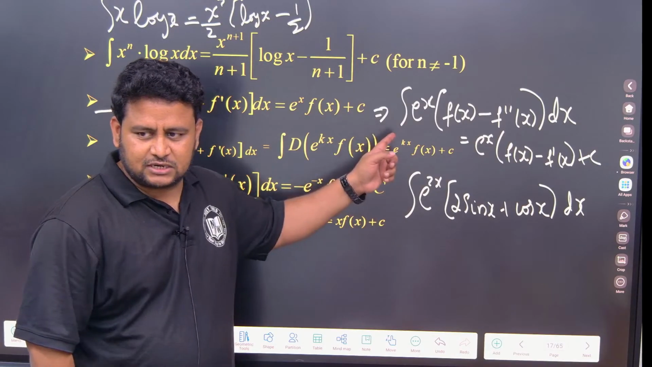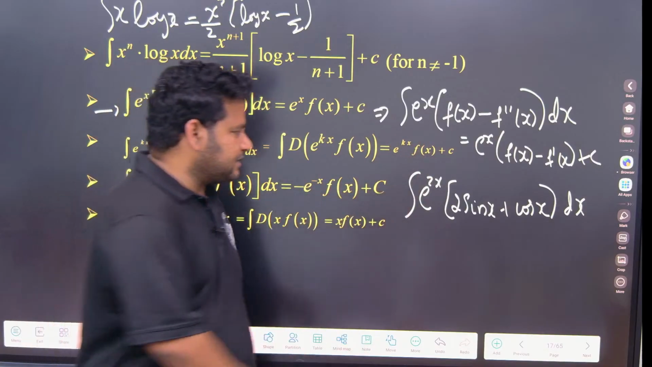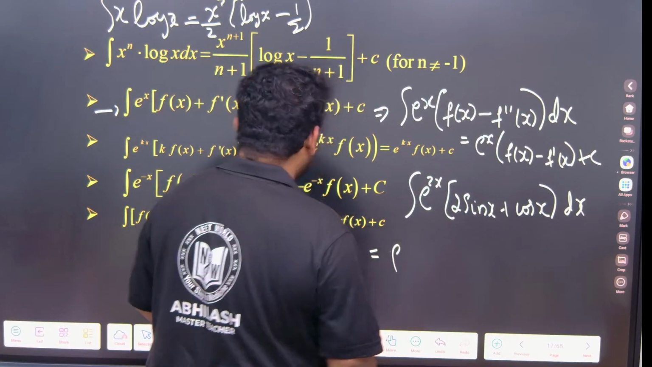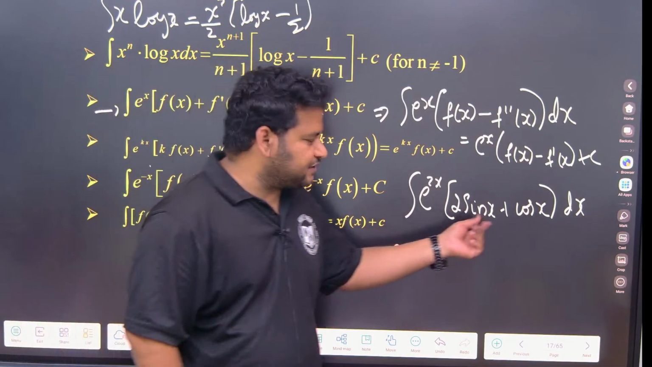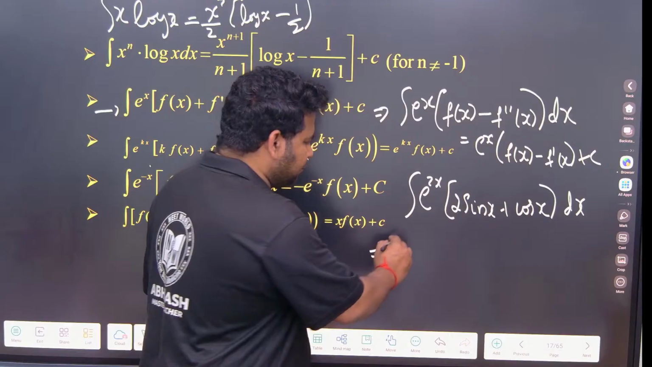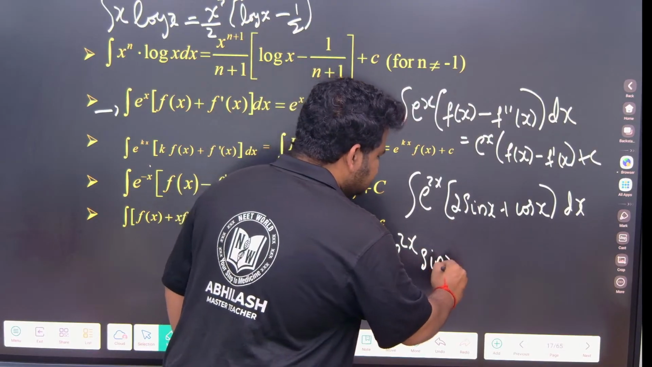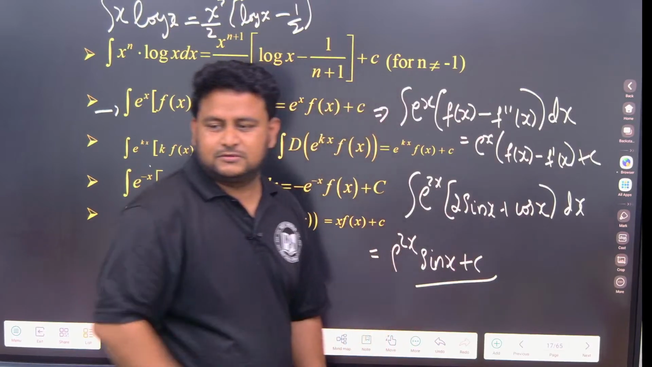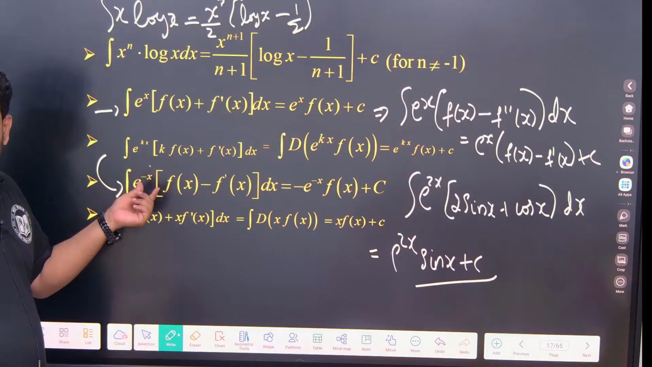The formula says e power kx f of x plus c. So is it of this form? 2 times f of x plus f dash of x, sin x derivative is cos x. So I can write it as e power 2x into f of x, which is sin x, plus c. That's all is the answer. Like this they will give. Same thing they have given here. Here k value they have taken as what? Minus.